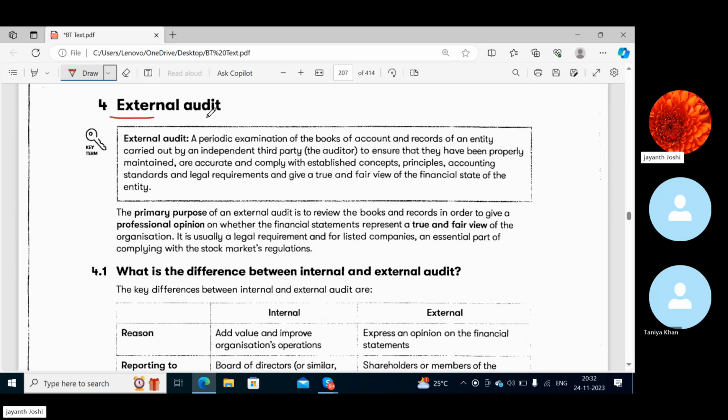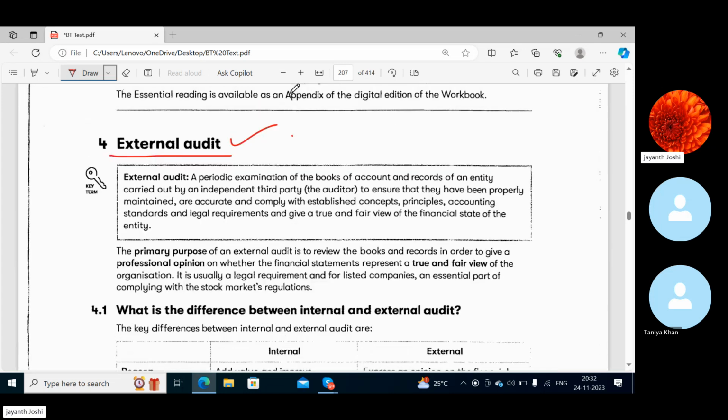Next comes the next most important function, the external audit. As many of you know, external audit is nothing but a periodic examination, usually at the end of the year, of the books of account and records of an entity, carried out by an independent third party auditor, to ensure that they have been properly maintained, are accurate, comply with the established concepts, principles, accounting standards, and legal requirements, and give a true and fair view of the financial state of the entity.